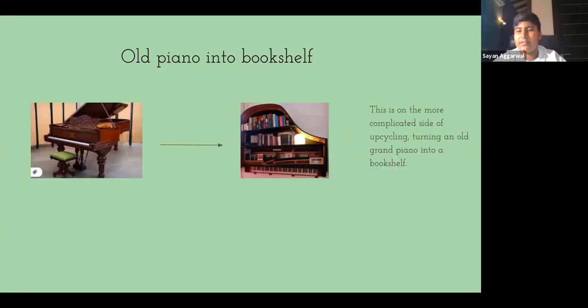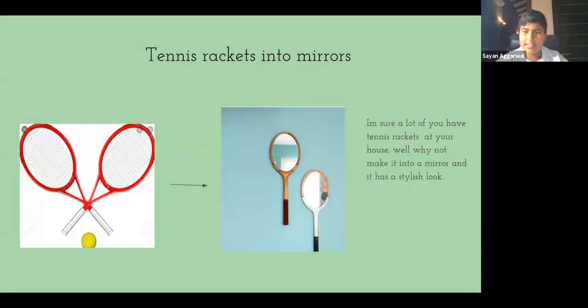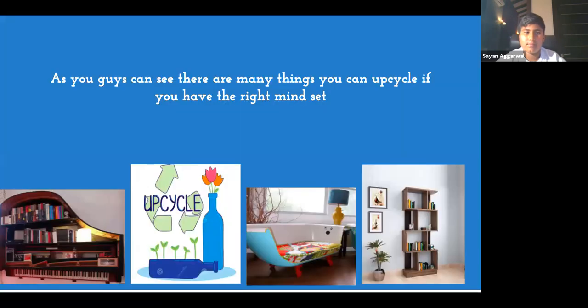Old piano into a bookshelf. This is on the more complicated side of upcycling, turning an old grand piano into a bookshelf. Old bathtub into couch. I'm sure not a lot of you have an old bathtub lying around in your house, but if you do, why not put it to good use and make a couch? Tennis rackets into mirrors. I'm sure a lot of you have tennis rackets at your house. Well, why not make a mirror? And it has a stylish look. As you can see, there are many things you can upcycle if you have the right mindset.